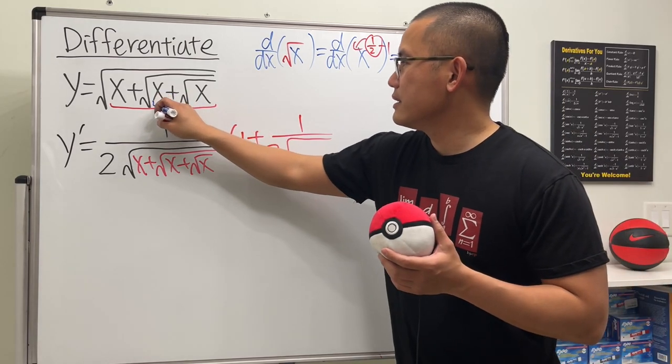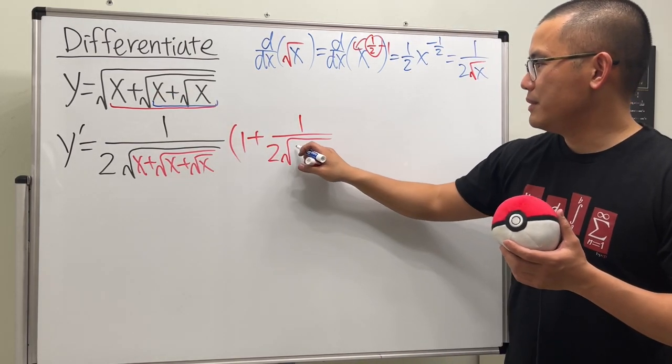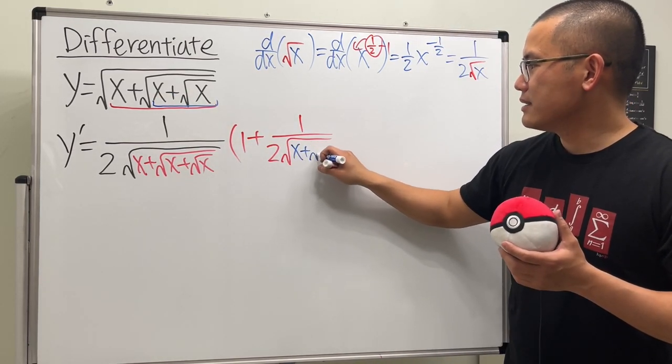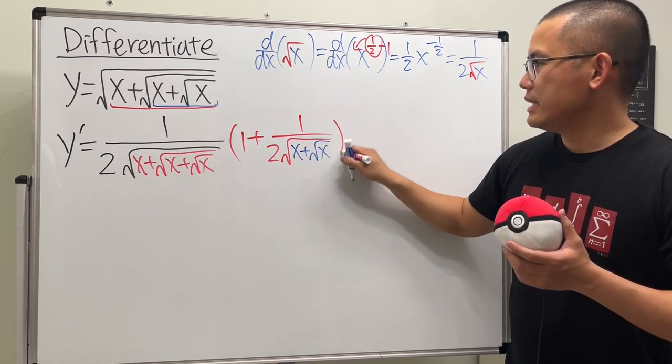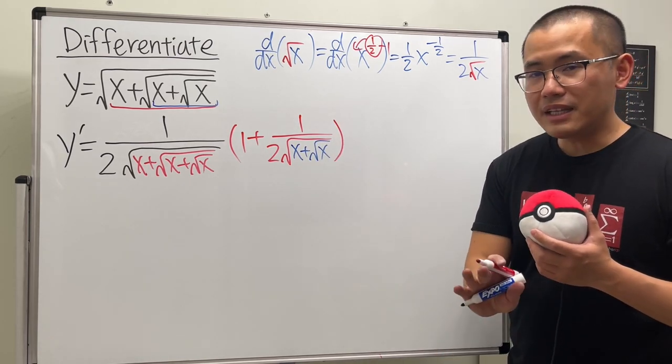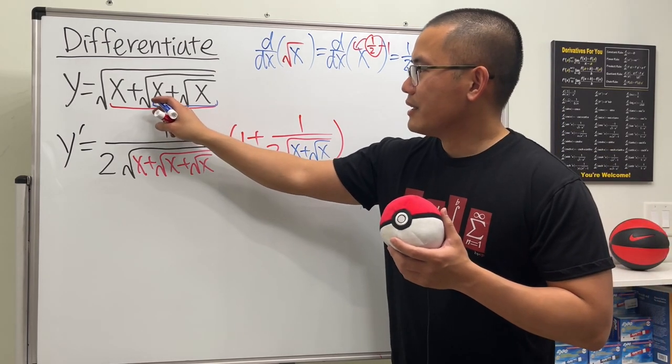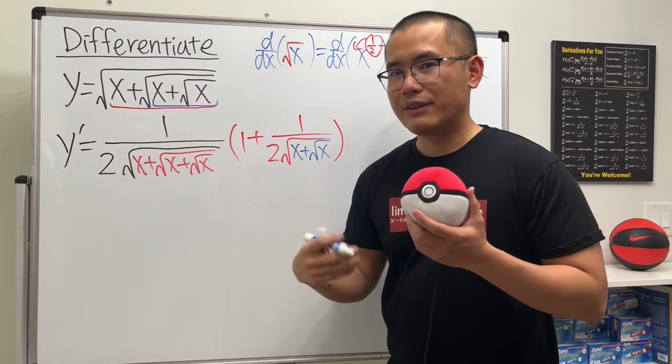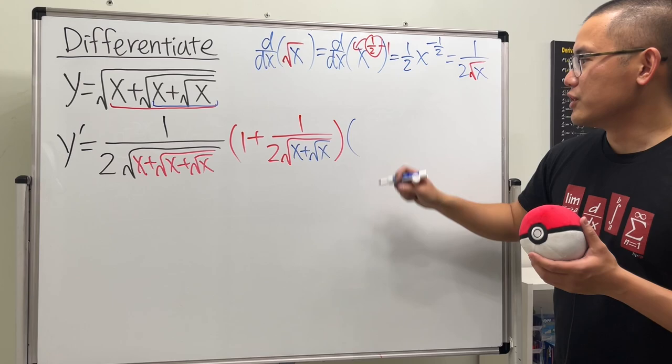And here is the inside. So I'm going to keep the inside right here: x plus the square root of x. But not done yet, because you see, here we have that inside function, so we have to differentiate that again because of the chain rule.